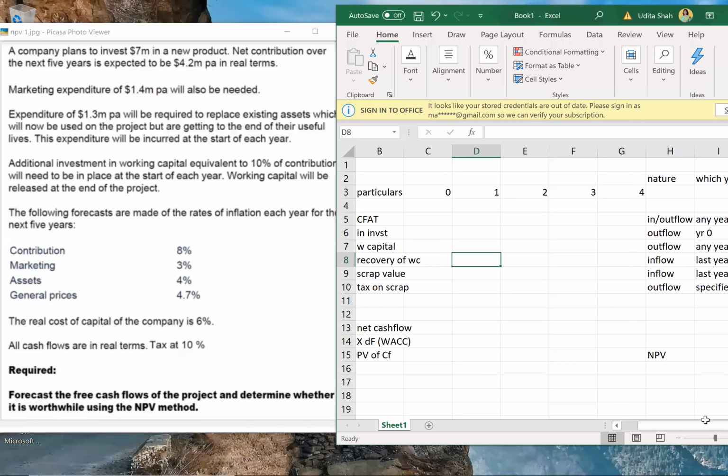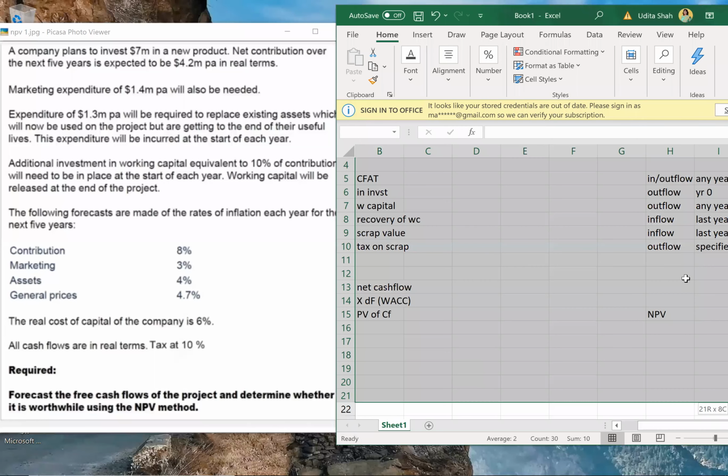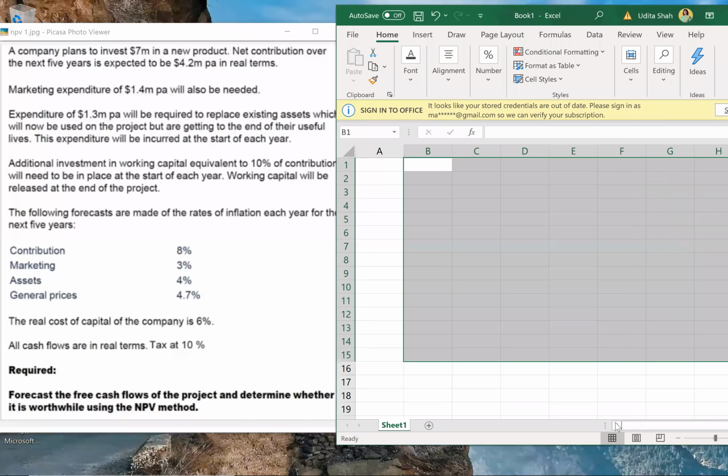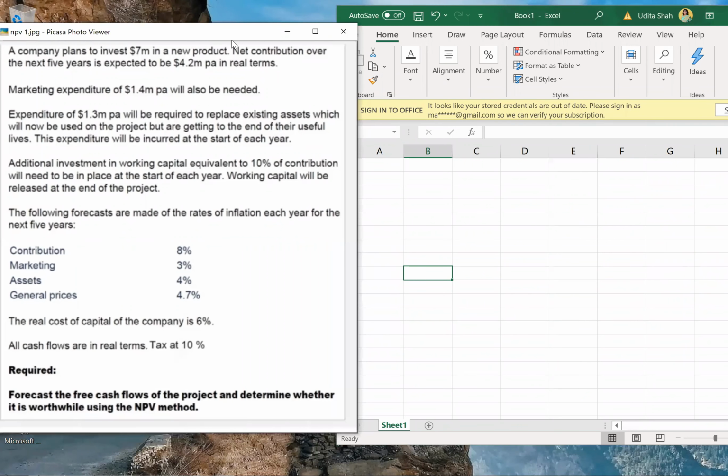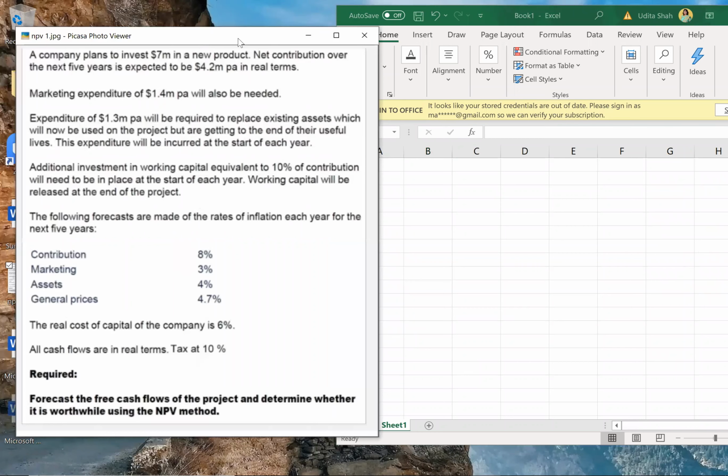What is the first thing before we start any NPV sum? We always want our CFT, and once we have our CFT, we can put it in the NPV table. This sum is NPV with inflation. I have also sent it on your WhatsApp group, so if it is not clearly visible here, you can refer to it there.